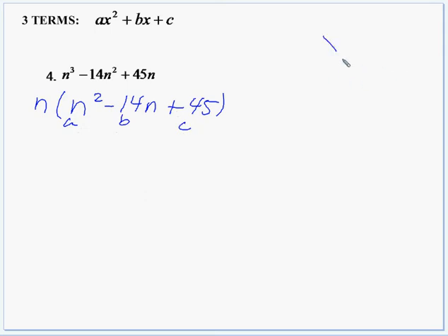An easy way to organize your factors is you create this x. What happens is you take a times c and put the number in the top of your x. So my a is 1, c is 45, so 1 times 45 is 45. Then you put b on the bottom.